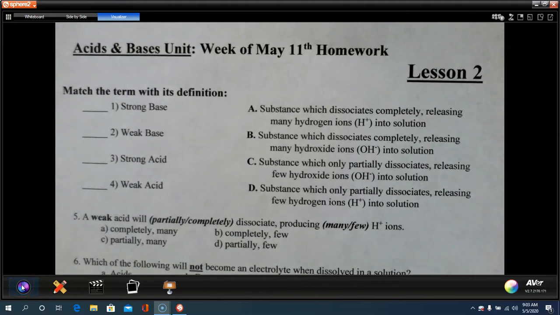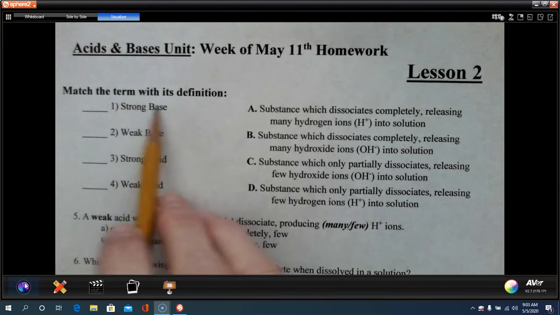Hey there. This is the second lesson, the second homework assignment for the week of May 11th. It's all about strong acids and strong bases, and weak acids and weak bases. I'm going to do the odd numbered problems as usual.